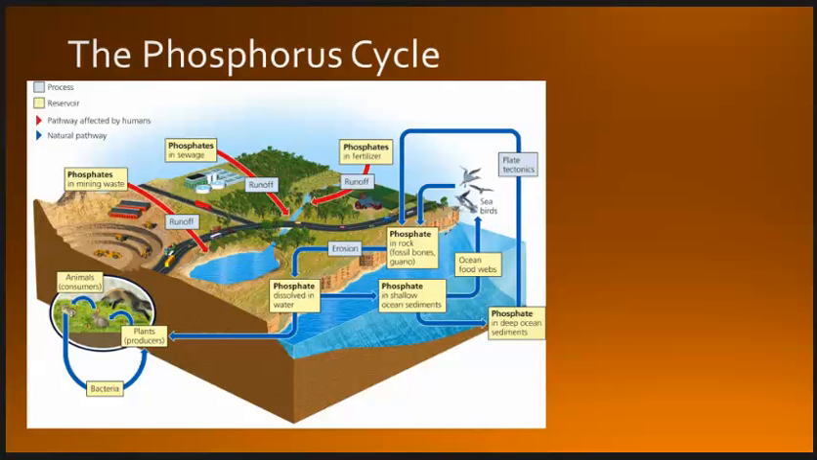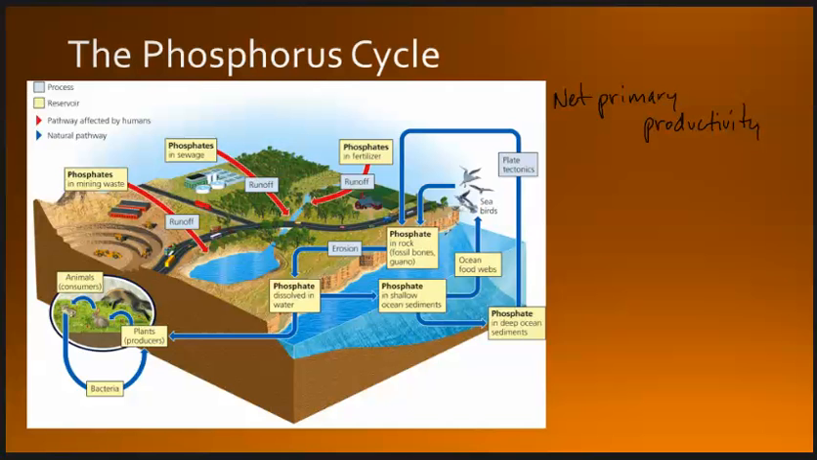Well, phosphorus is a really vital nutrient because it's a component of some crucial macromolecules like DNA. Phosphorus is also important in ecosystems because it strongly affects net primary productivity.